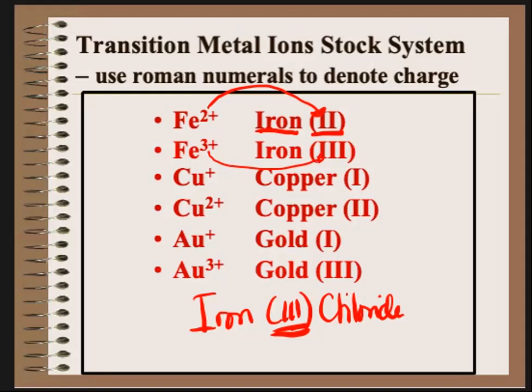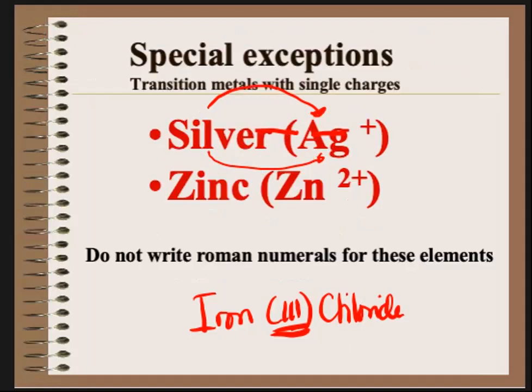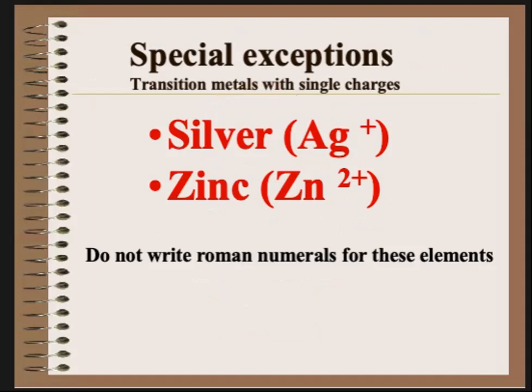There are 2 elements exempted from the Roman numeral, from the stock system, which means we do not put a Roman numeral for silver and zinc. It is because silver is +1, it has only 1 charge, and zinc also has only 1 charge, and that's +2. Do not write a Roman numeral for these 2 elements. Okay?